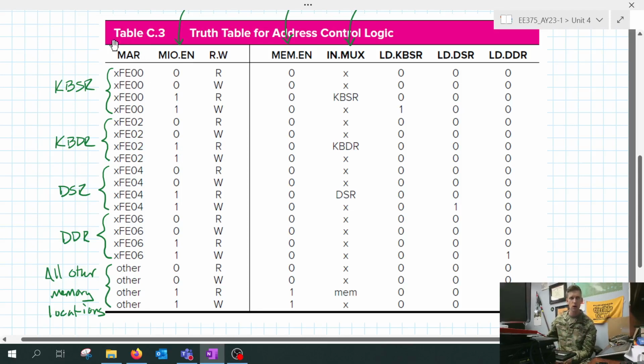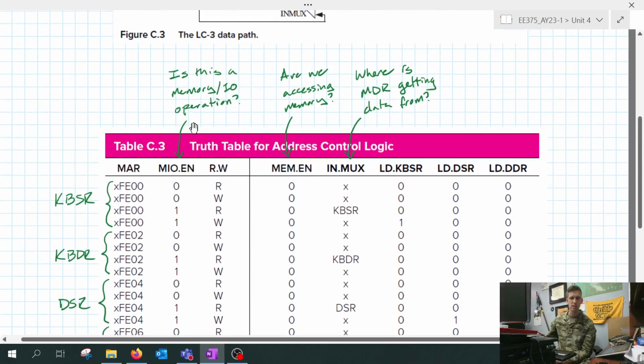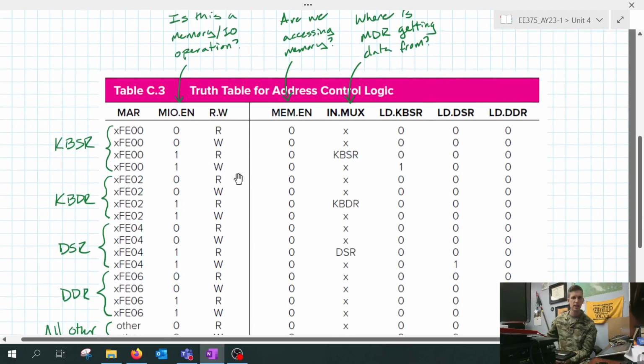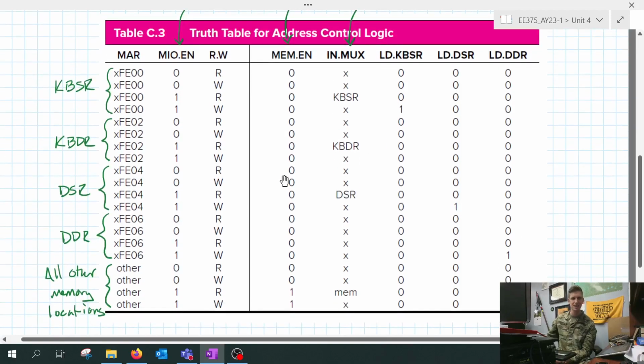Those three inputs are the actual address that we're reading or writing to, the enable signal, and the read-write signal. The enable signal is coming from the LC3, and it's a 0 when the LC3 says I'm not trying to do any sort of memory operation right now. We're not accessing this subsystem, and it's a 1 when the LC3 is saying I'm trying to access memory or I/O. We'll get to the control signals that the address control logic is producing in a second.